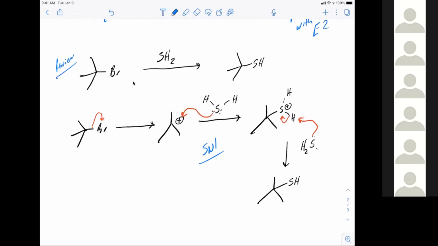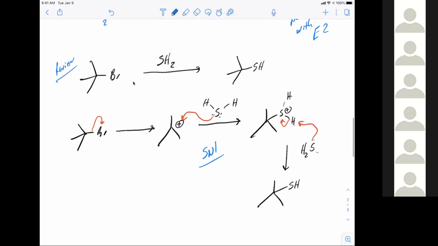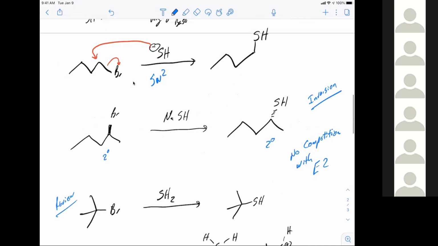So sulfurs make really good nucleophiles, not very basic. So that means it's easy to make thiols with just sodium thioate or a hydrogen sulfide.